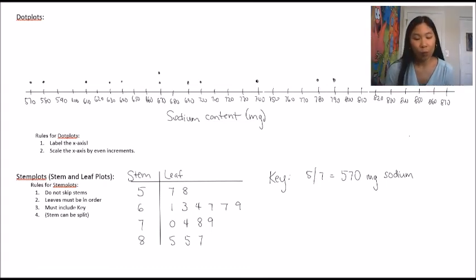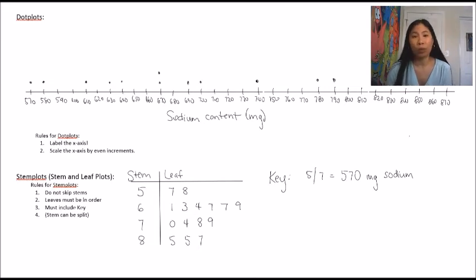Okay, so when I say you can't skip stems, what I mean by that is, let's say I didn't have any 700s in my data set. I still have to list a stem of 7. So if I had no numbers in the 700s, I would still have to list a stem of 7 and then just have no leaves within it. And then I would move on to my stem of 8. And I would keep going like that.